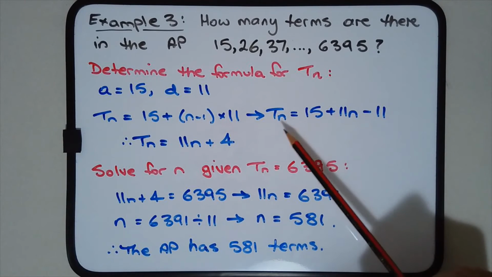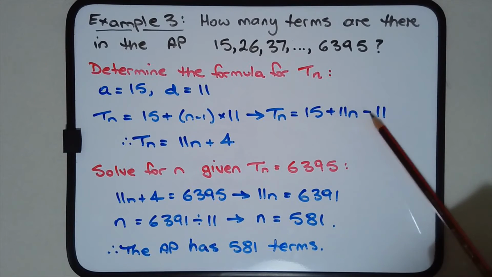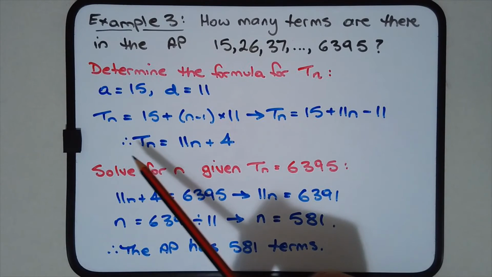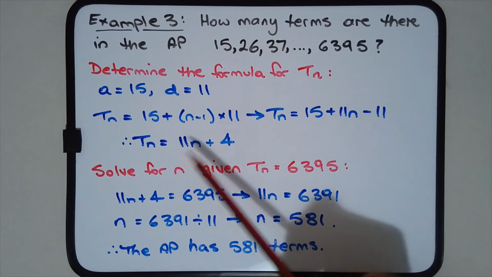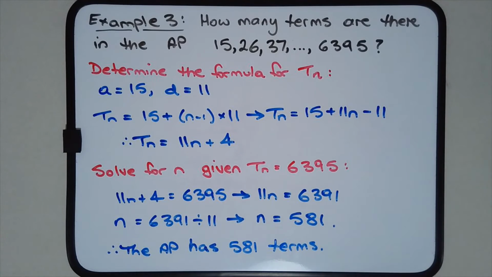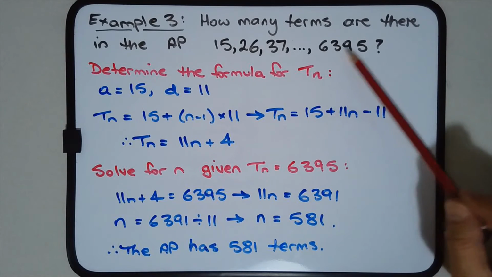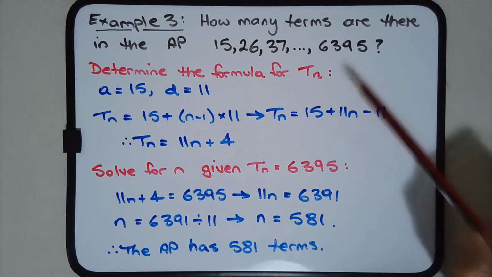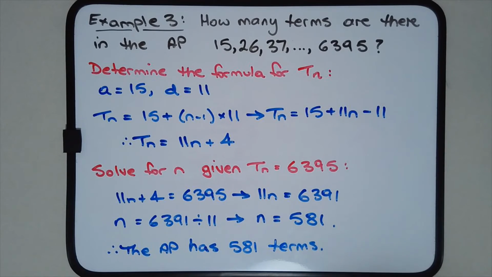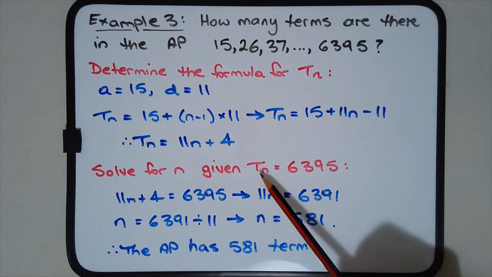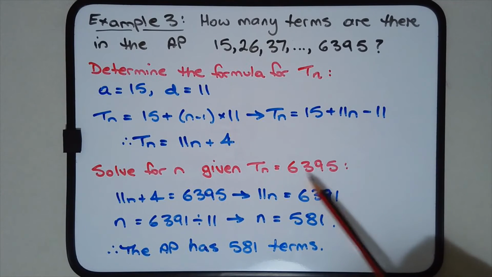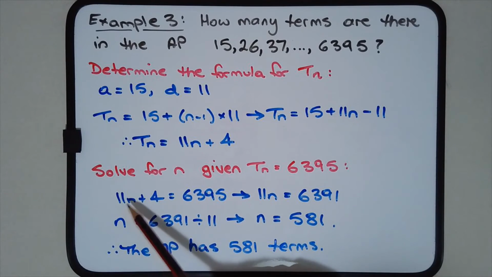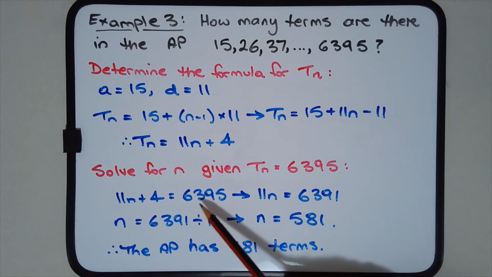Expanding the brackets, we have Tn equals 15 plus 11n minus 11. And combining the like terms, so 15 minus 11 of course is 4. We have Tn equals 11n plus 4. Now, 6,395 represents the last term, so we'd like to find the value of n that corresponds to this particular term here. So we're going to solve for n, given that Tn, our last term, is 6,395. So let's solve for n here, given 11n plus 4 equals 6,395.